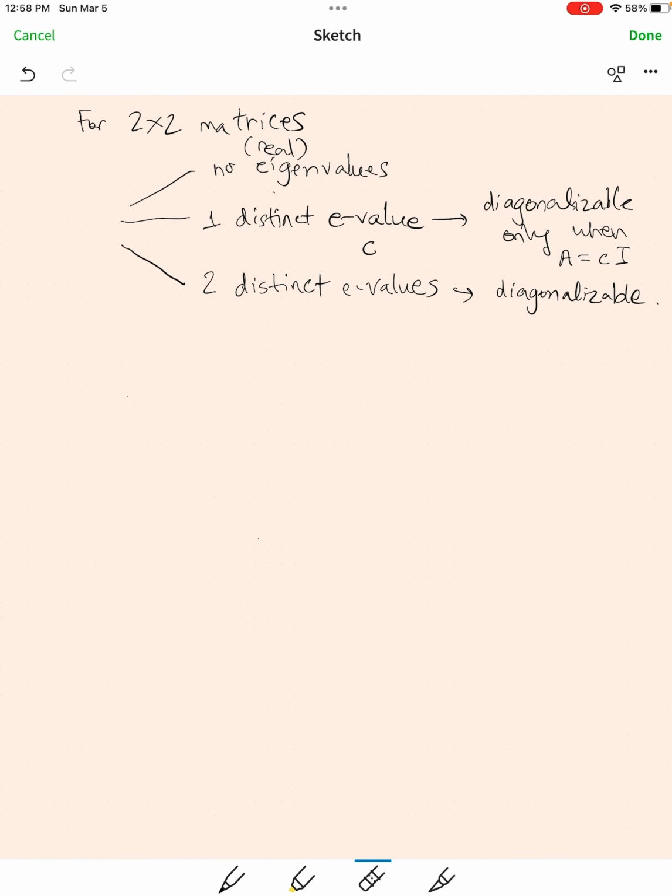Okay. Let's do a 3 by 3 example. And then we'll go back to finding the P and the D and the P inverse later. We basically already have done that. But for now, we're just focusing on the test for diagonalizability. So that's 2 by 2 matrices, and now let's do a 3 by 3 example.